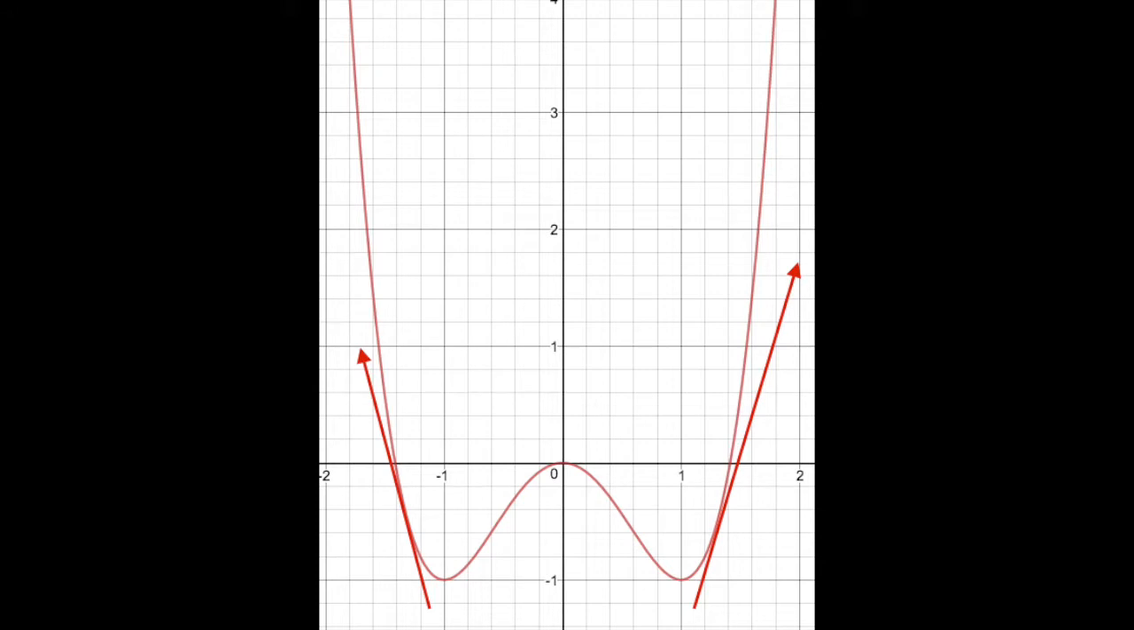Now for this graph, the slopes of the tangent lines for points to the left of the minimum will be negative. Now the points to the right of the minimum will be positive. Now for the tangent lines for points to the left of the maximum, they will be positive, and the points to the right of the maximum will be negative.